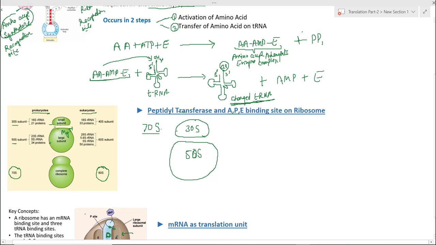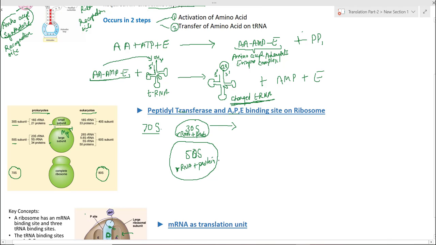Both subunits are made up of ribosomal RNA and protein. This one is also made up of ribosomal RNA plus proteins. That's why ribosomal RNA is called structural RNA, because it plays an important role in the structure of the ribosome. So these subunits are made up of ribosomal RNA and protein.